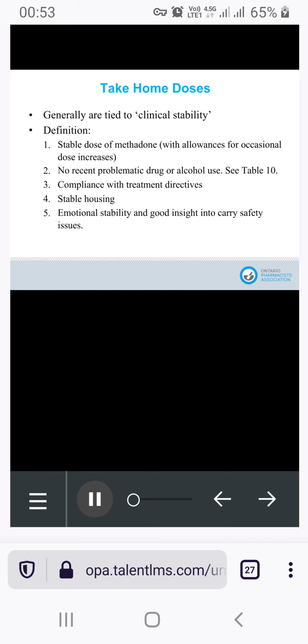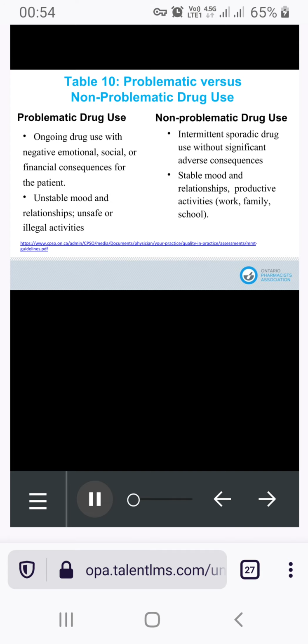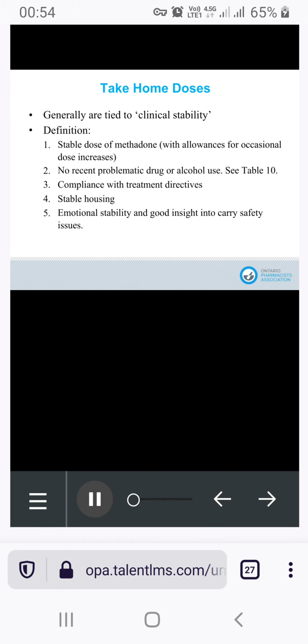Take home doses are generally tied to clinical stability. Definition: a stable dose of methadone with allowance for occasional dose increases, no recent problematic drug or alcohol use, compliance with treatment directive (see table number 10), stable housing, emotional stability, and good insight into carry safety issues.